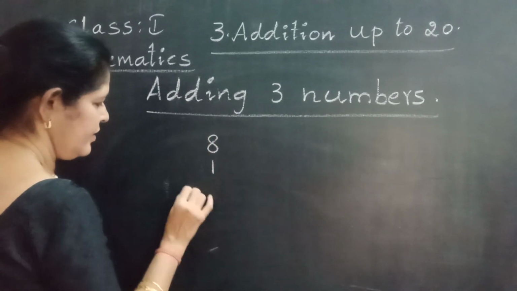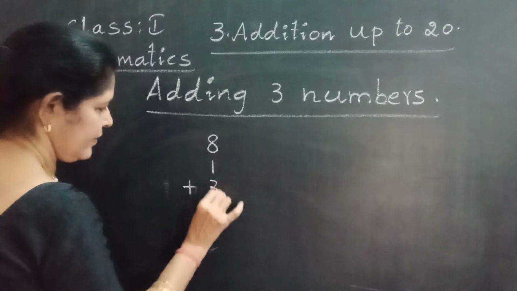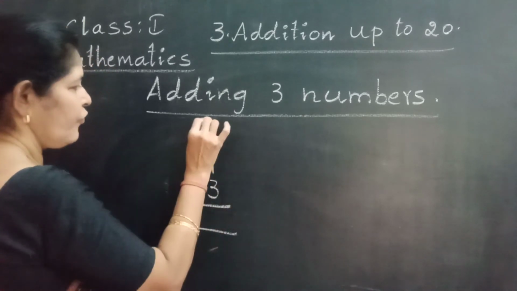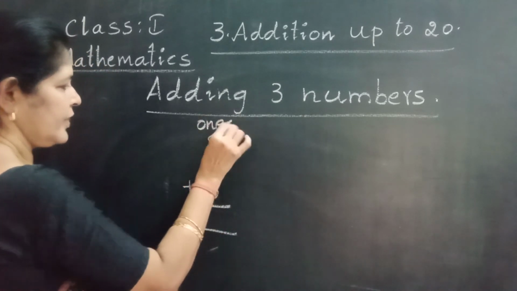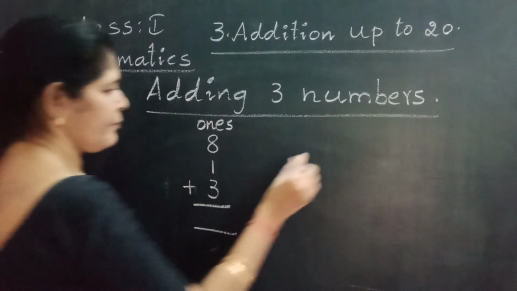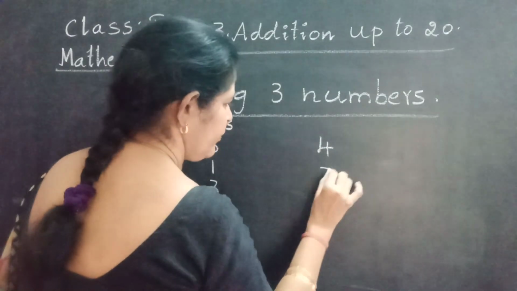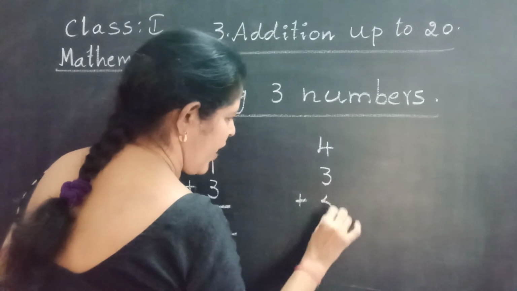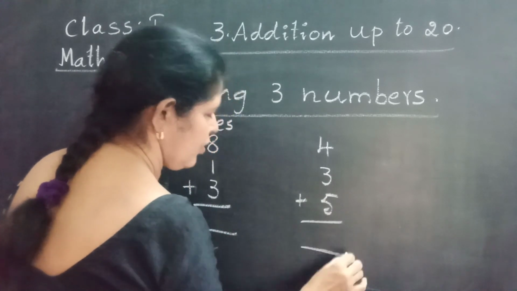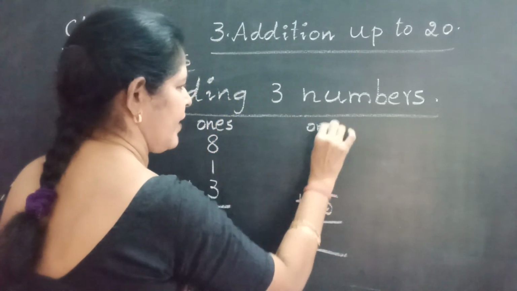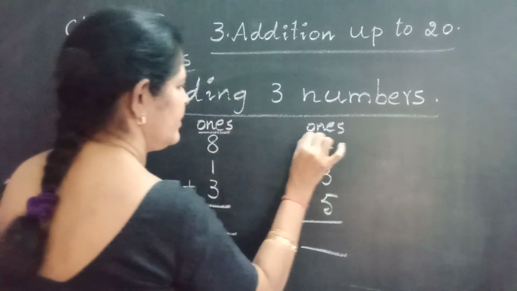8 plus 1 plus 3. Adding ones. That means 1 digit numbers. Another one. 4 plus 3 plus 5. These are also ones. 1 digit numbers. Come on my dear children.